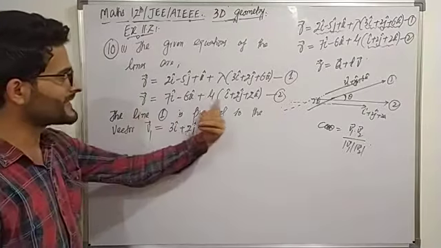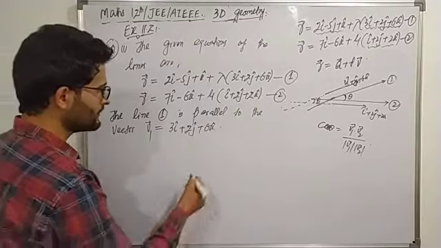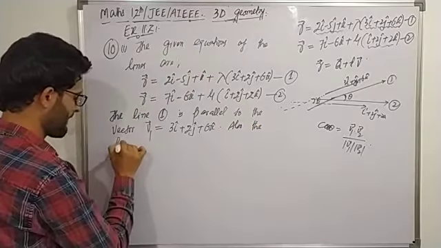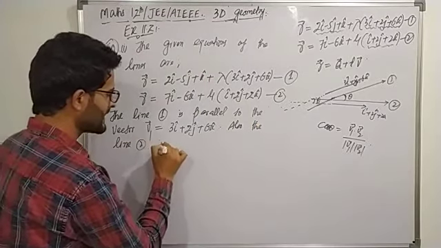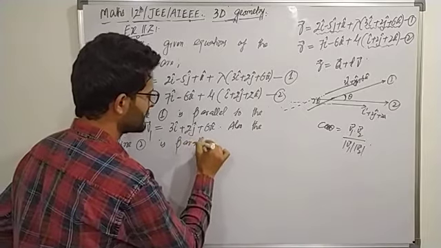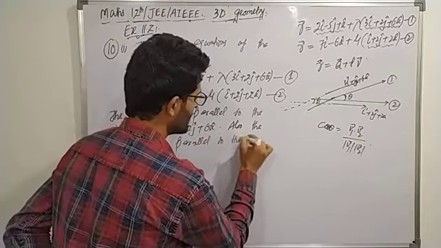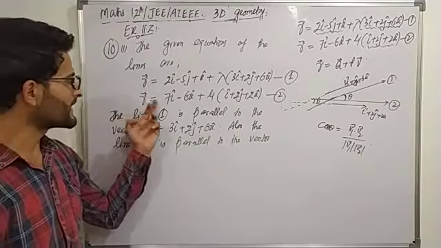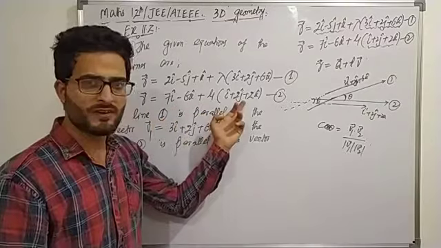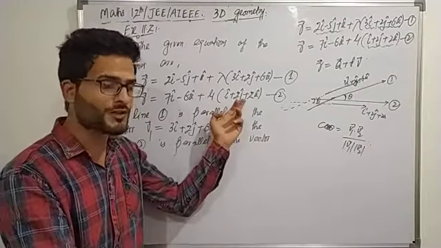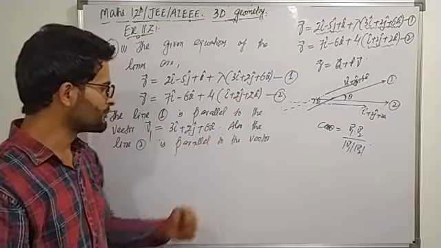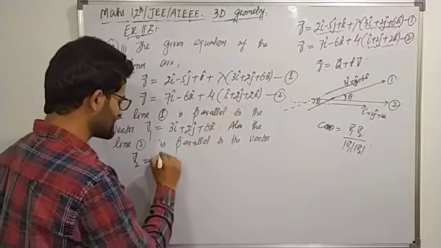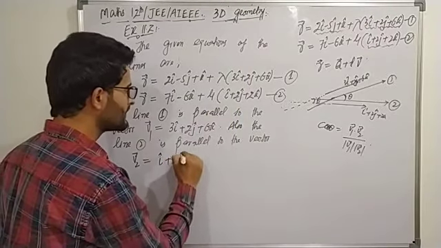And similarly the line second must also be parallel to a vector. The line second is parallel to the vector. Line second must be parallel to the vector, yes, because it is of the form r vector is equal to a vector plus t times v vector, where v vector is the vector that is parallel to the line. So what will it be? Suppose we name that vector v2, and it must have the structure i plus 2j plus 2k.